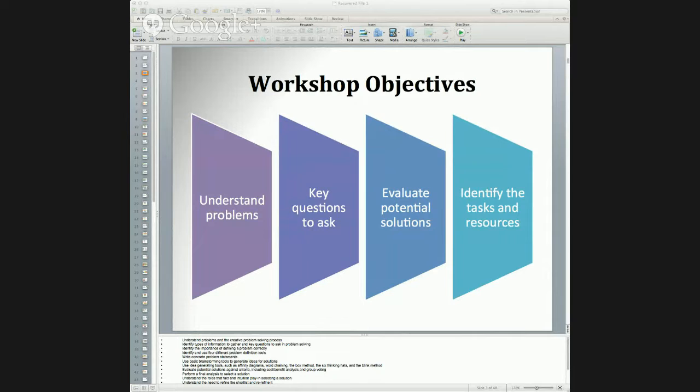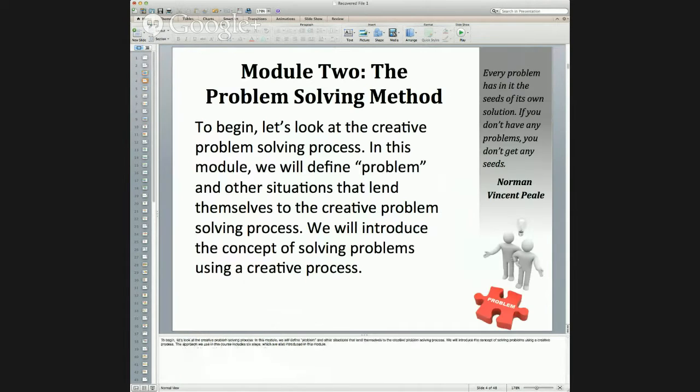You will be able to understand the roles that fact and intuition play in selecting a solution. You will be able to understand the need to refine the shortlist and redefine it. You will be able to understand how to identify the tasks and resources necessary to implement solutions. You will be able to evaluate and adapt solutions to reality. Last but not least, you will be able to follow up with solution implementation to celebrate success and identify improvements.